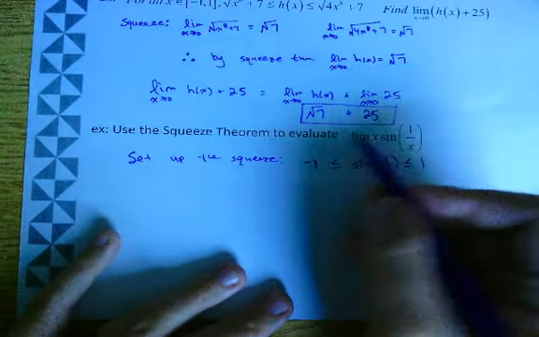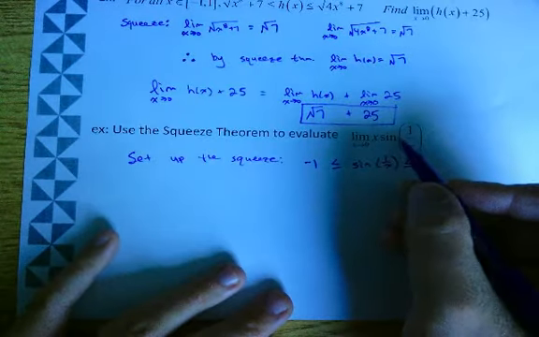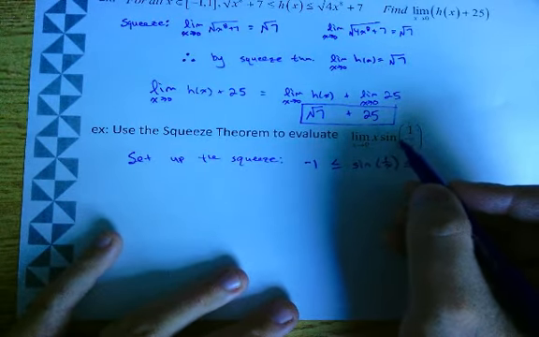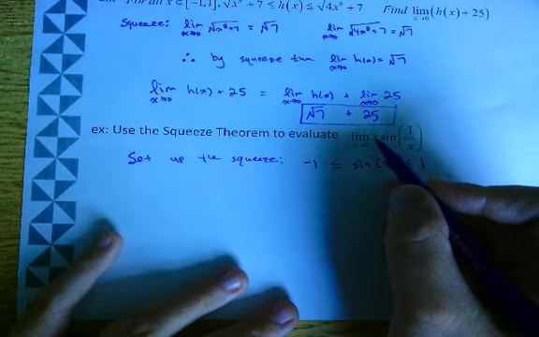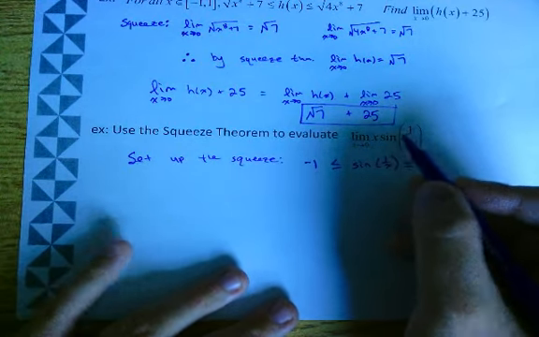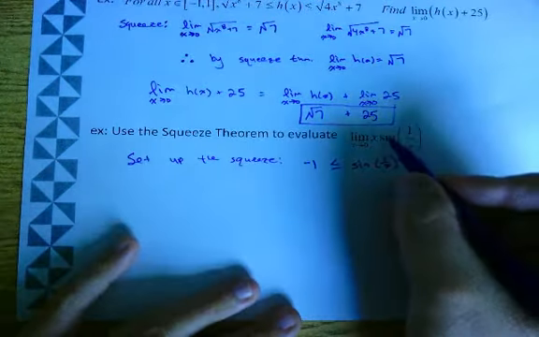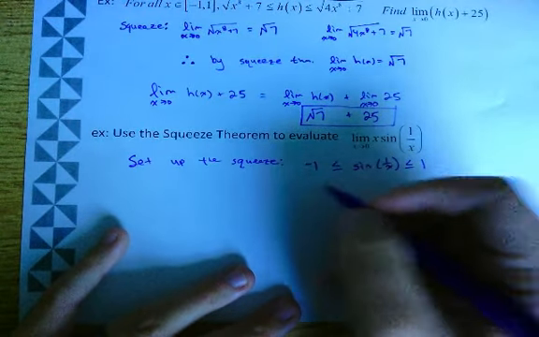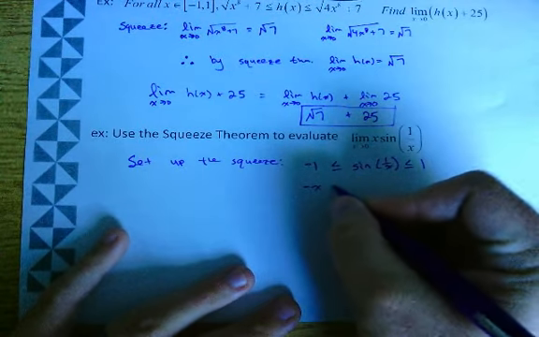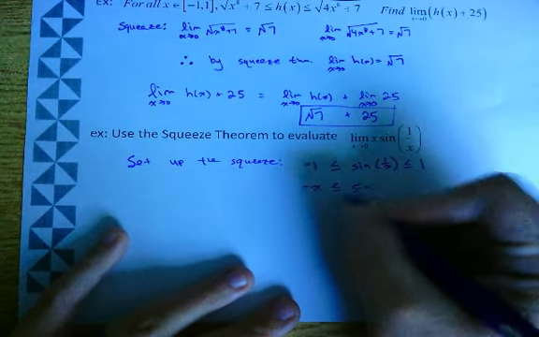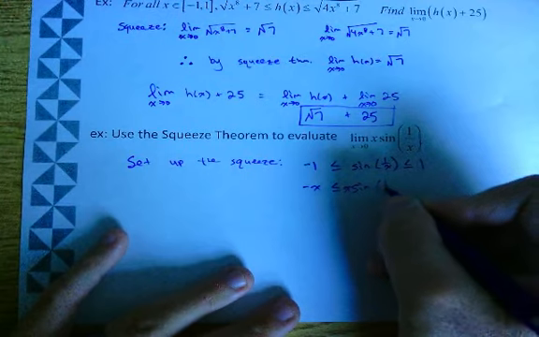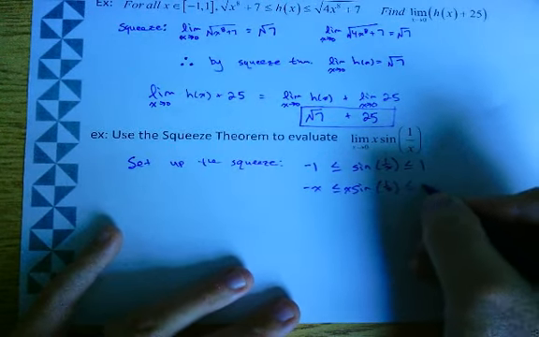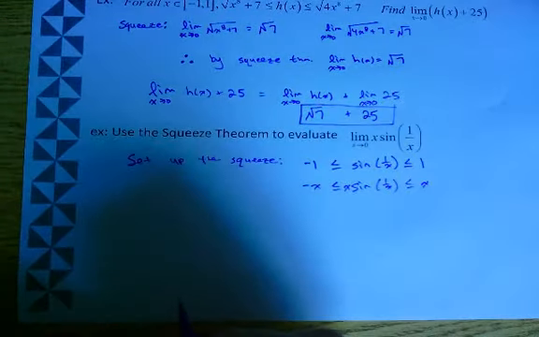So for all of these, using the squeeze theorem, we always look at the trig or something weird that's going on. We wouldn't use the x quite yet. We always start with the more complicated function. So in this case, it's going to be the sine. And now, if I multiply everything through by x, I'm going to get -x, x sine of 1 over x, and then x.